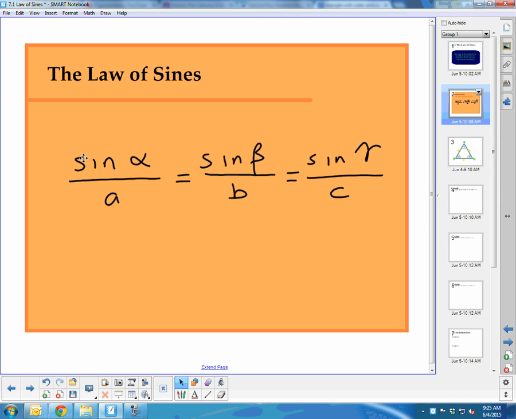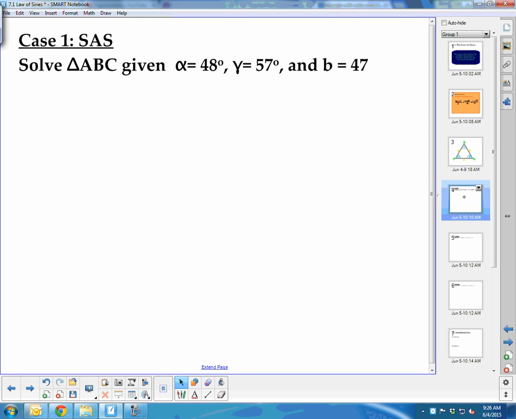meaning that we want to know all of the side lengths and all of the angle measures. Now, there are a couple of different cases that you can encounter when working with the law of sines, so we're going to work through a few of them. Case 1 here is using the law of sines to solve for, I have side angle side written up there, but that is incorrect, since if I look at the information, I'm given an alpha and a gamma. This is an angle side angle situation, and we have side length b.